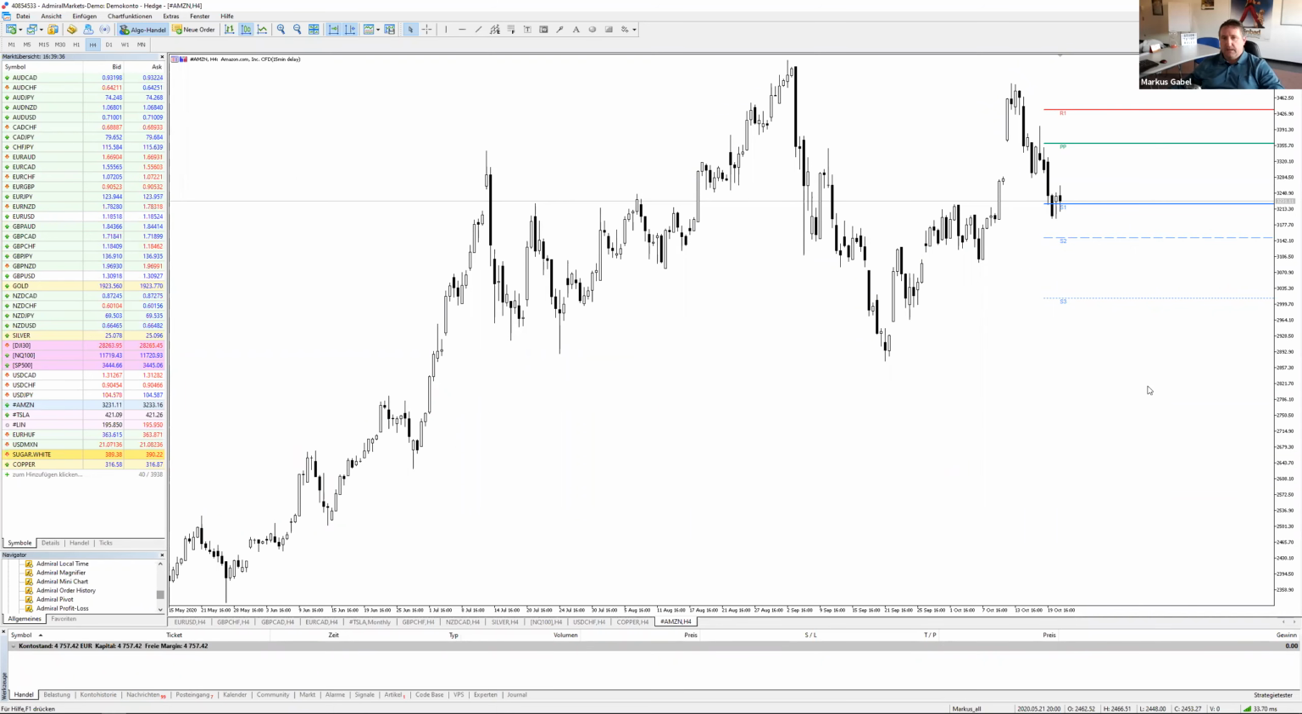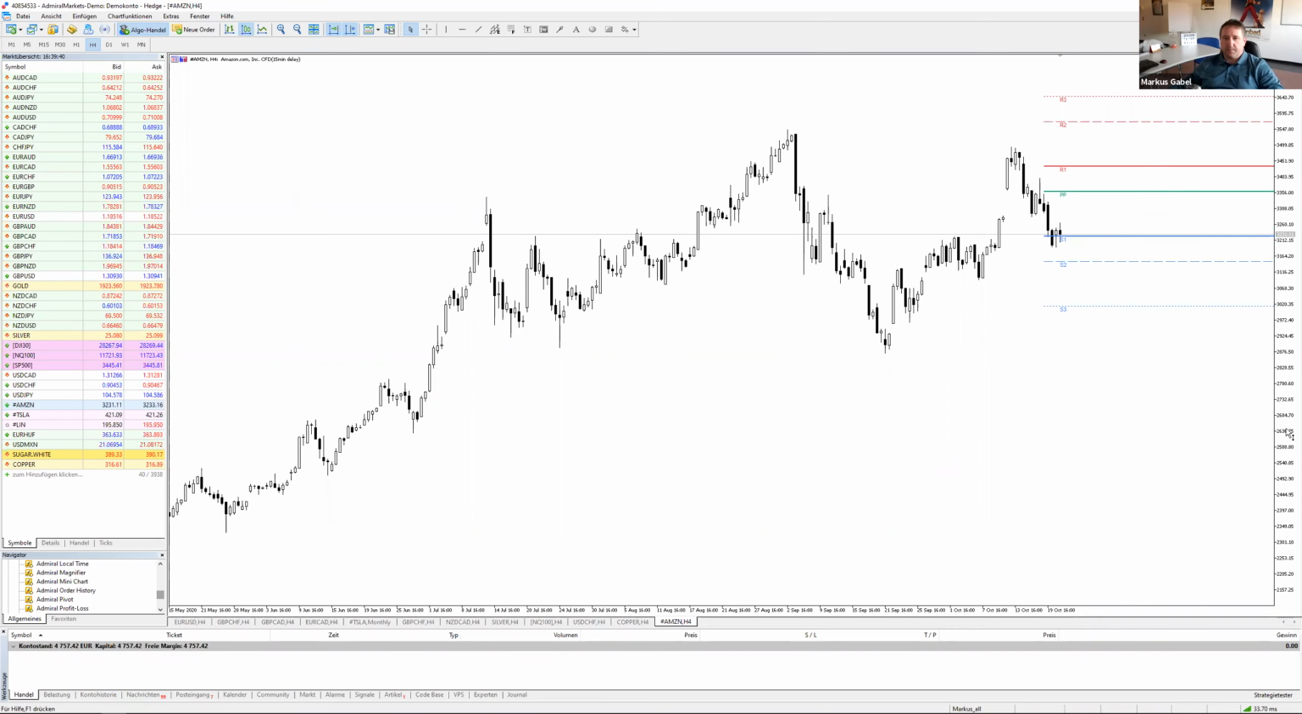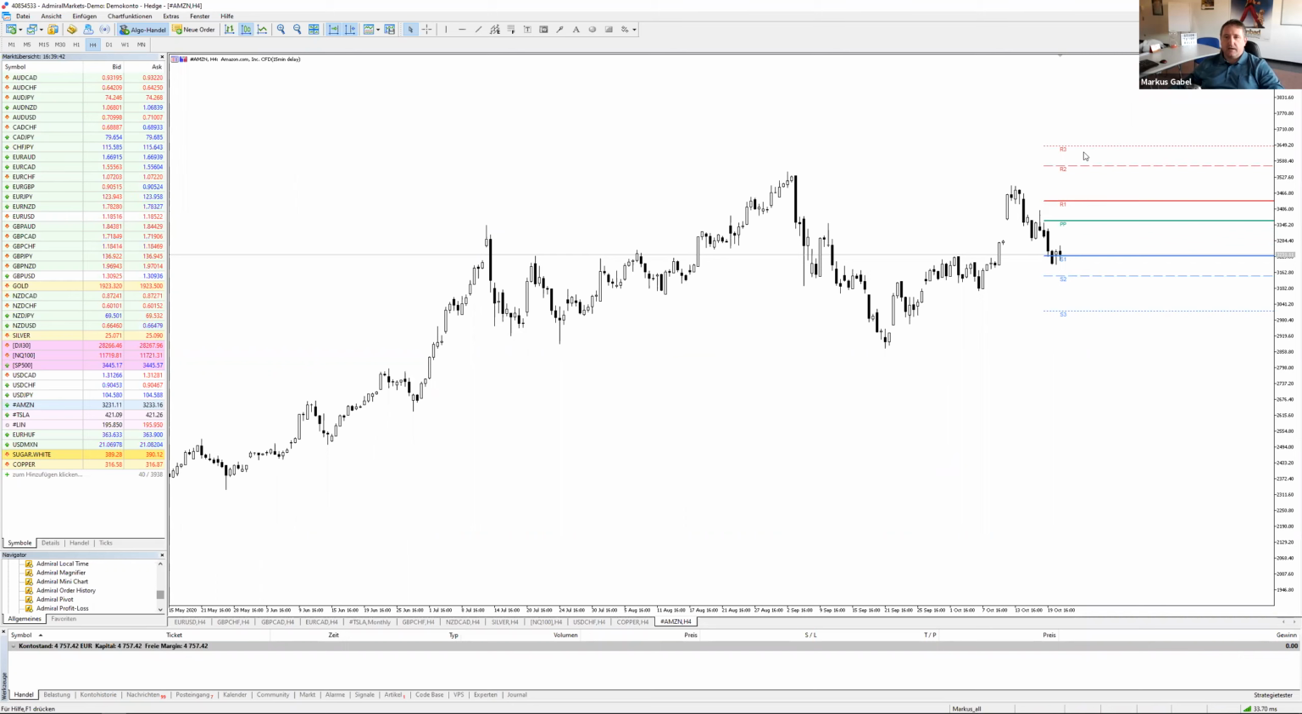This is Amazon, and this is the 4-hourly chart, for example. And now that's the pivot indicator. You can use it here. I will show you in MetaTrader 5. You have Admiral Pivot Point.